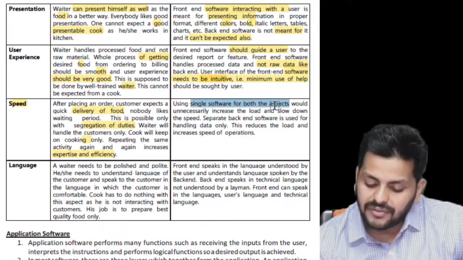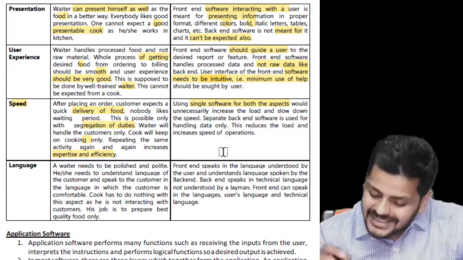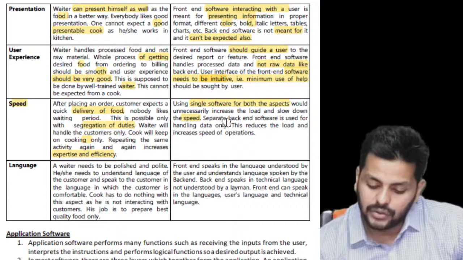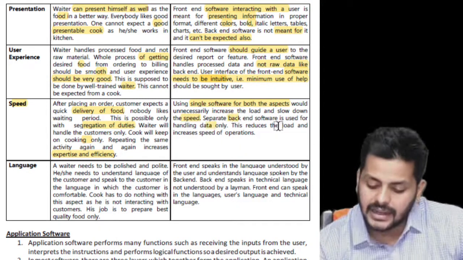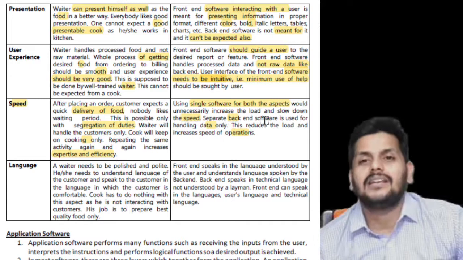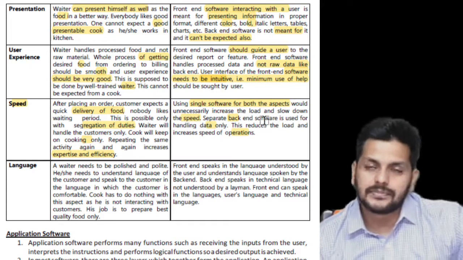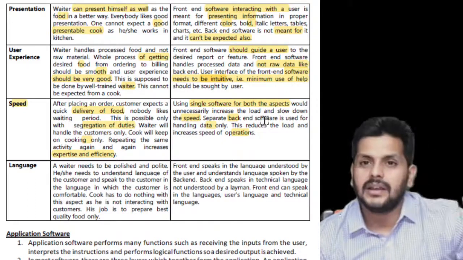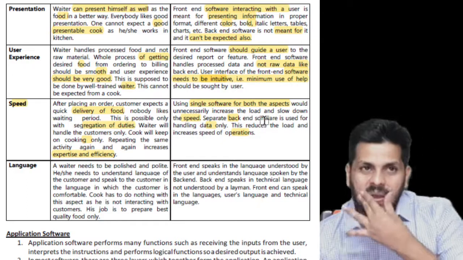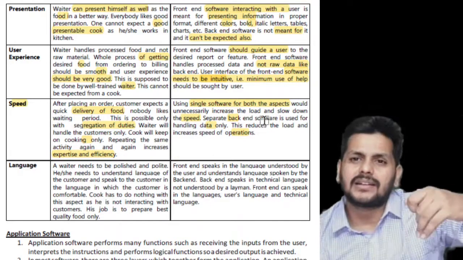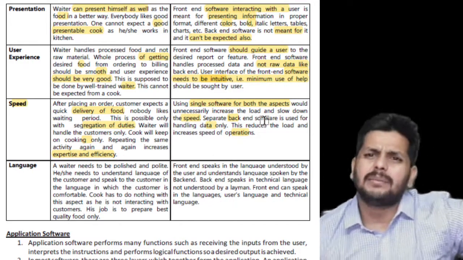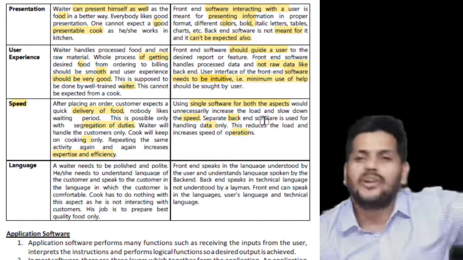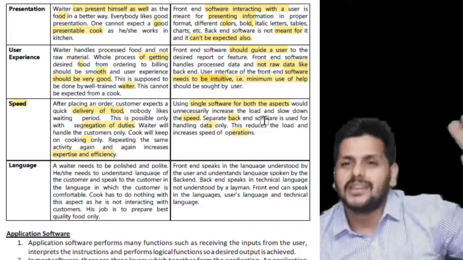Using a single software for both aspects will unnecessarily increase the load and slow down the speed. With a separate front end and back end, the back end is used only to handle data. This reduces the load and increases the speed of operations. Expertise, presentation, user experience, speed, and most importantly, language. Backend, I told you sometime back, I don't care if the program is written in Java or Python or XYZ, because I don't know all the technical languages. For me, what I see on screen makes sense.